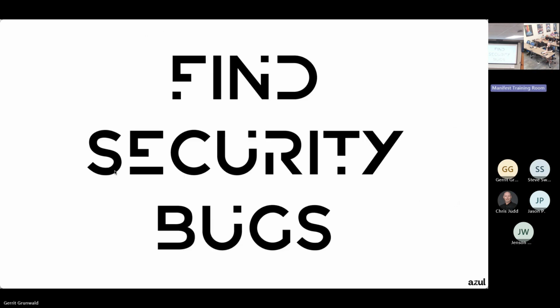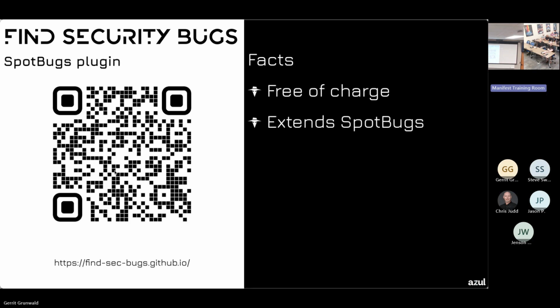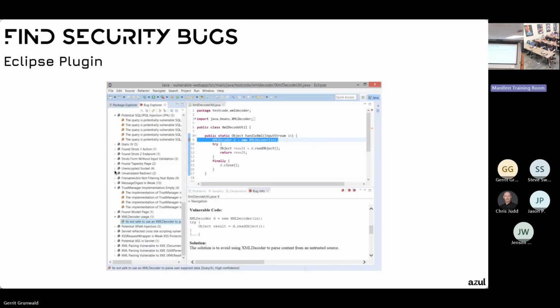There is one I will just call Find Security Bugs. You probably heard about FindBugs, and I think SpotBugs was the successor, and this is just a plugin for that. Yeah, this is free of charge. It extends SpotBugs with more than 400 bug patterns. This is the Eclipse plugin, and it shows you things like, oh, there's vulnerable code, you shouldn't do that. It helps you in the IDE, which is quite useful. That means this happens when you code, so it's really before you go to building and all that, which is helpful because this is easy to fix. Right? This is stuff you can avoid.